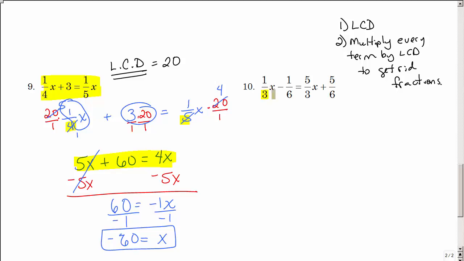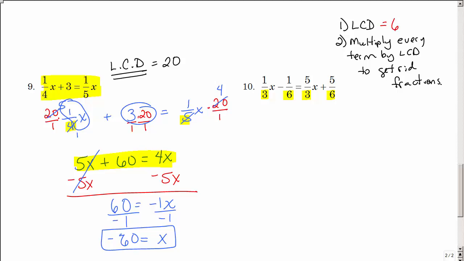All right, so I have all these fractions. What's the common denominator? Well, I could use 18. 3 times 6 is 18, but that's not the least common denominator. There is a smaller number. In this case, the least common denominator is 6.